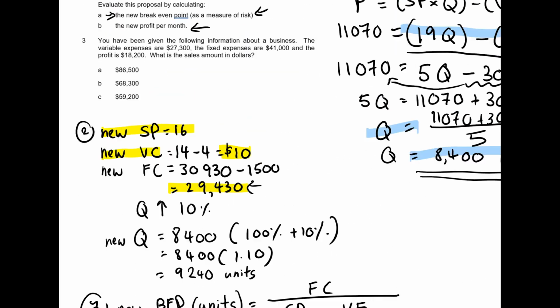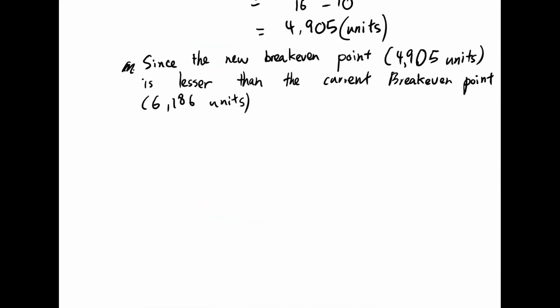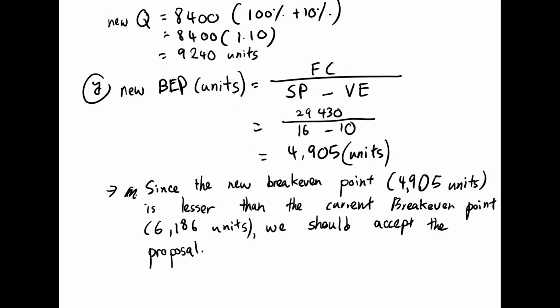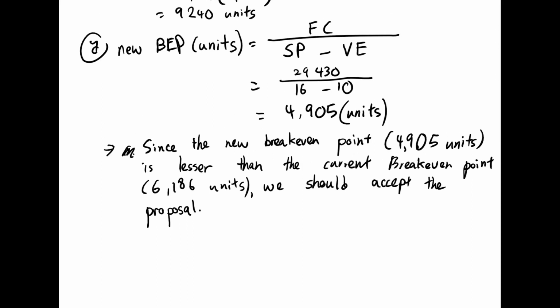Okay, should we accept or reject? So we should accept the proposal, because this will actually reduce our risk. Okay, because remember, the lower our break-even point, the lower the risk. Okay, so this is how we do question A.